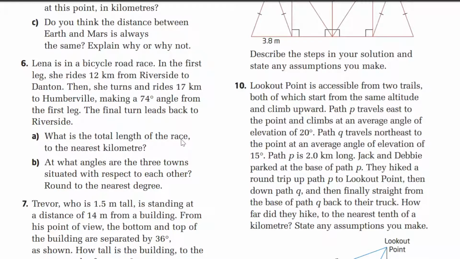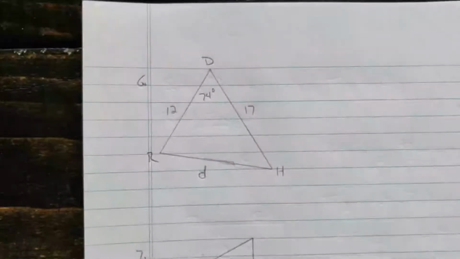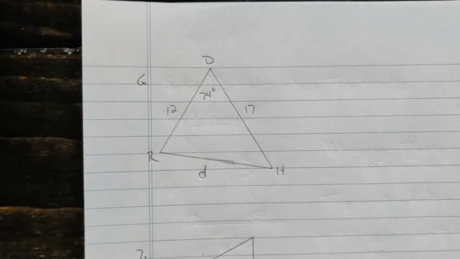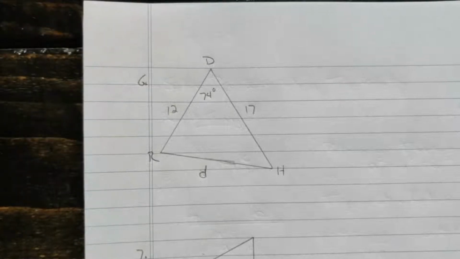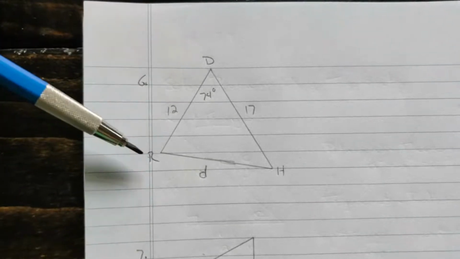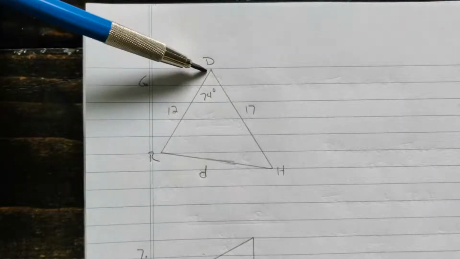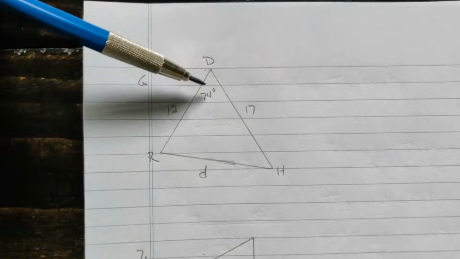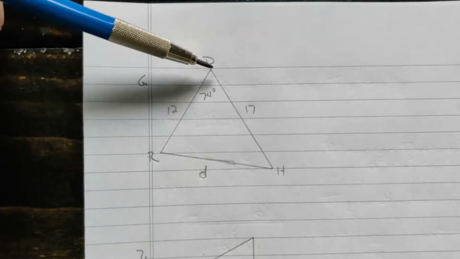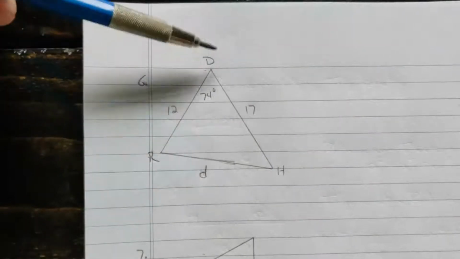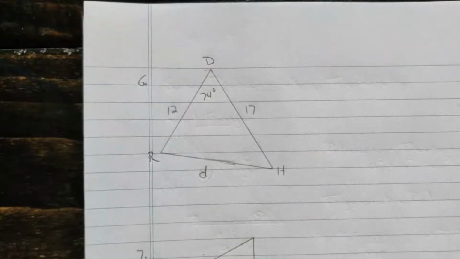So what I've done is I've gone ahead and drawn out that situation for us. It doesn't really matter where you start, as long as you just have a triangle set up. I decided that this would be Riverside, and so she travels her 12 kilometers, and then at a 75-degree angle to that, she travels the 17, and then we're looking for the D here. So there's Danton, and his opposite side would be D.